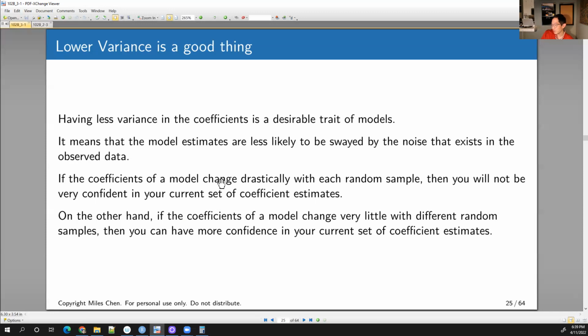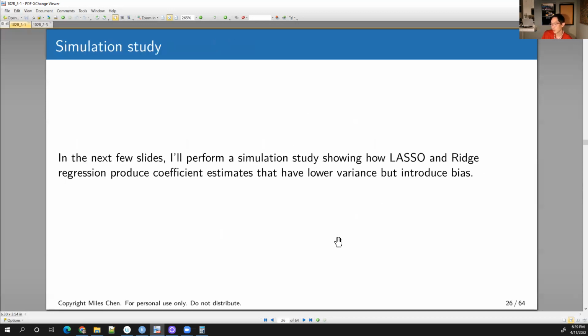If the coefficients of a model change drastically with each random sample, then you might not be very confident in your current set of coefficient estimates. You might think, well, maybe my slope is too high or too low by a lot. On the other hand, if the coefficients of a model change very little with different random samples, you can have a little bit more confidence in your current set of coefficient estimates. So that's kind of what we're going through here.